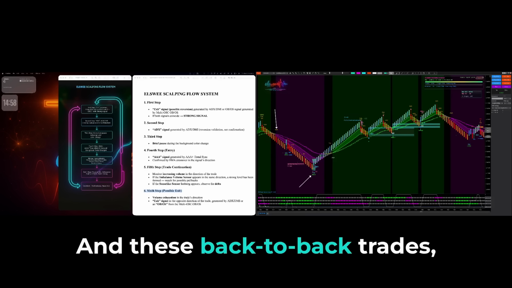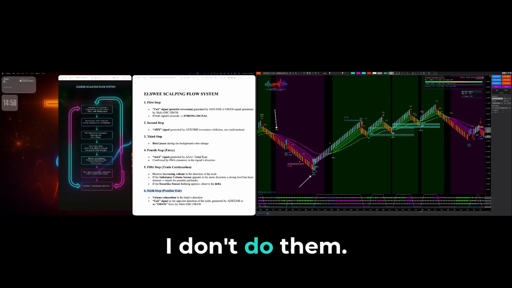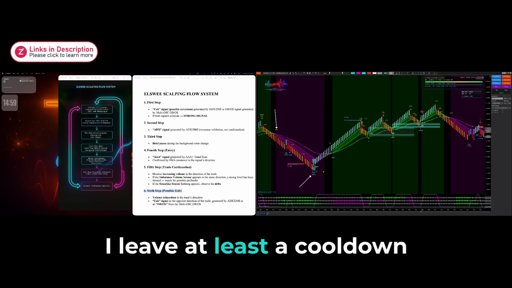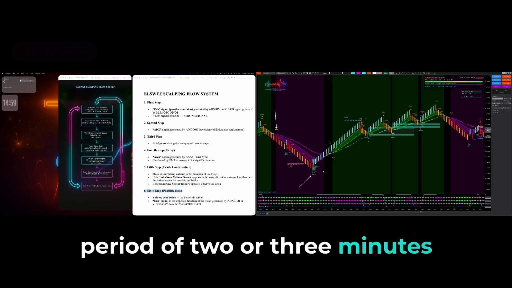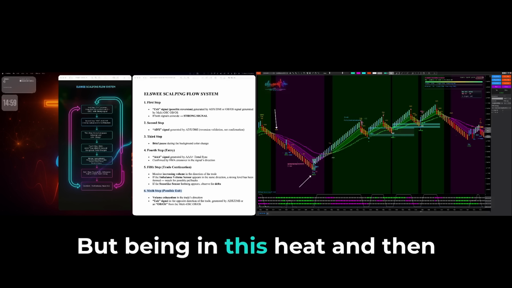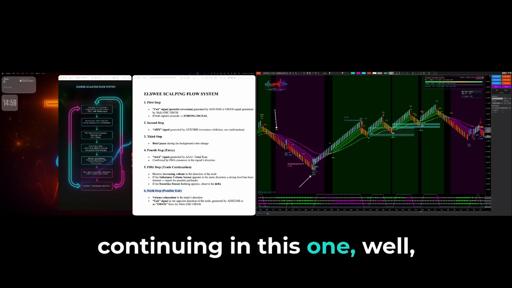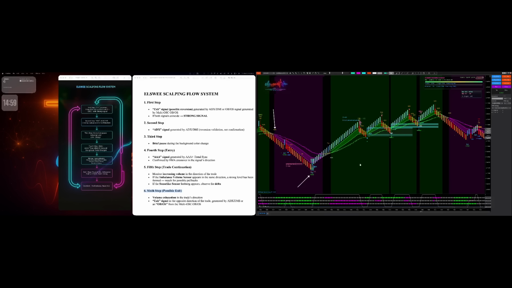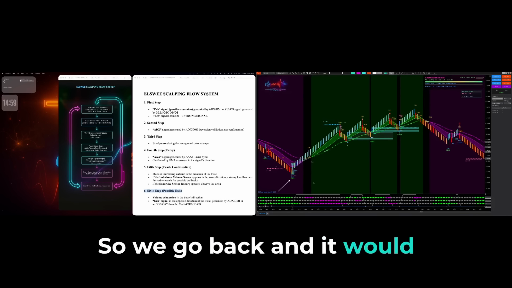And these back-to-back trades, I don't do them. When I make a trade, if I had made this trade and exited here, I don't jump into the next trade quickly. I leave at least a cool down period of 2 or 3 minutes before I get back into it. But being in this heat and then continuing in this one, well, it's a lot of fatigue. So we go back, and it would have been the case.